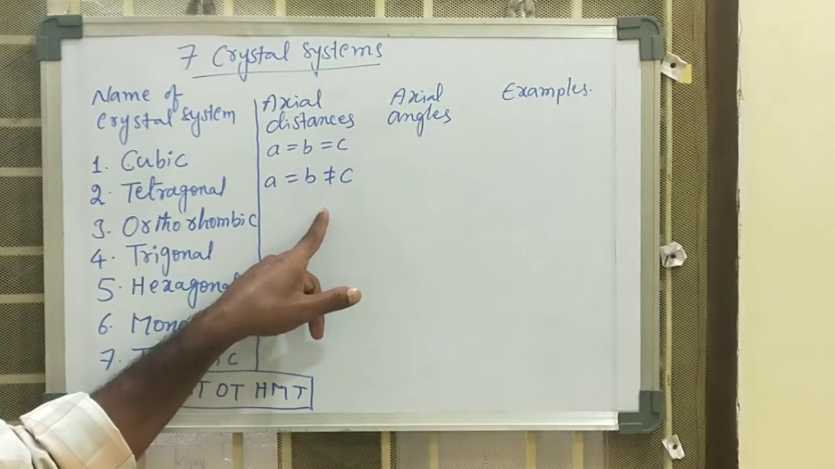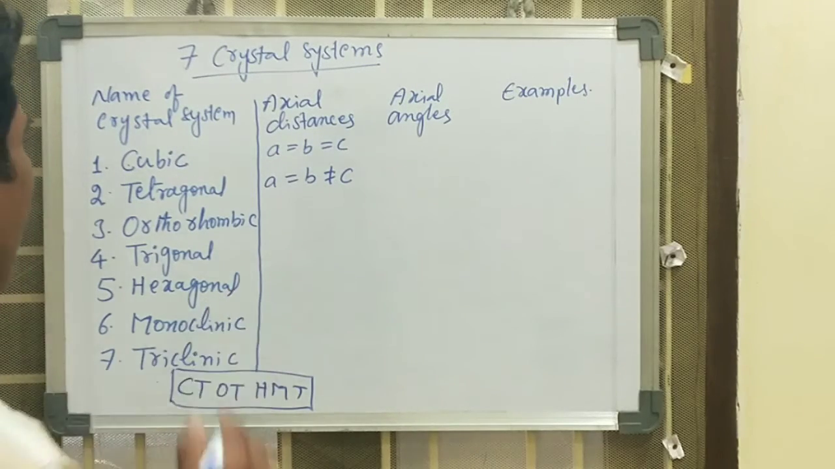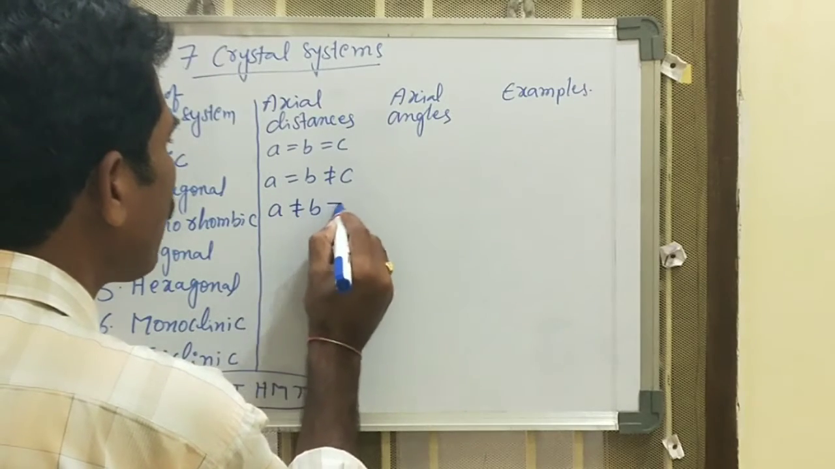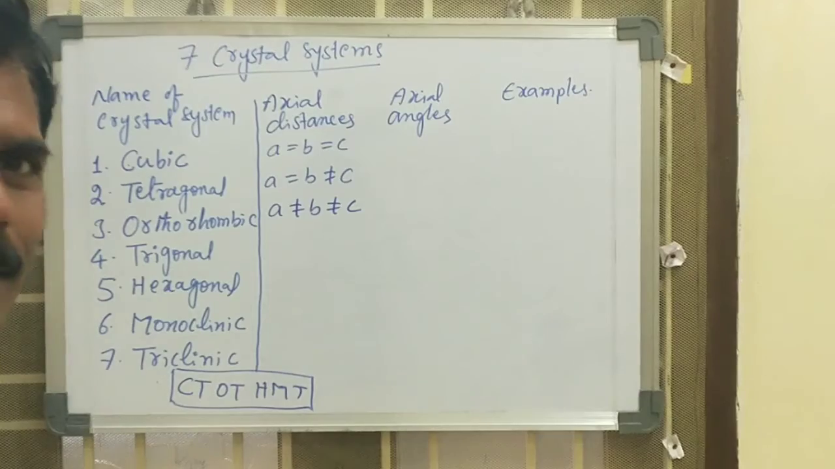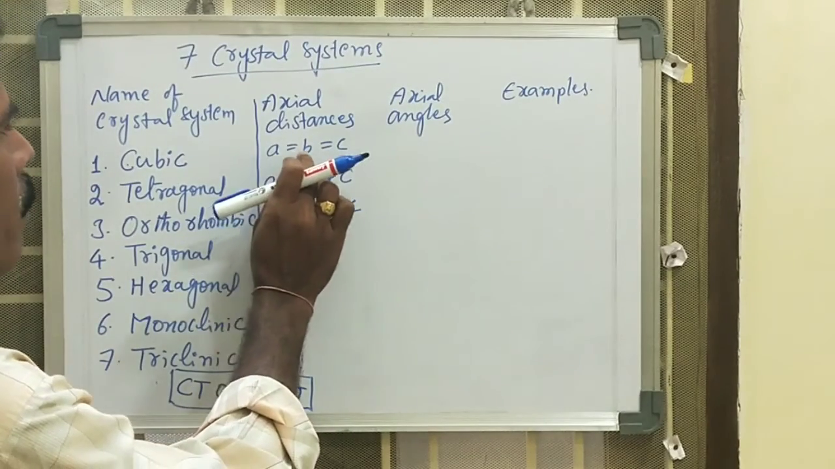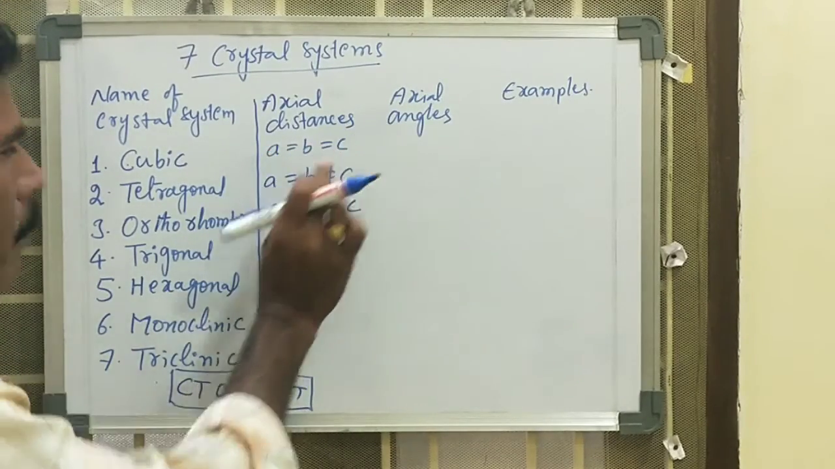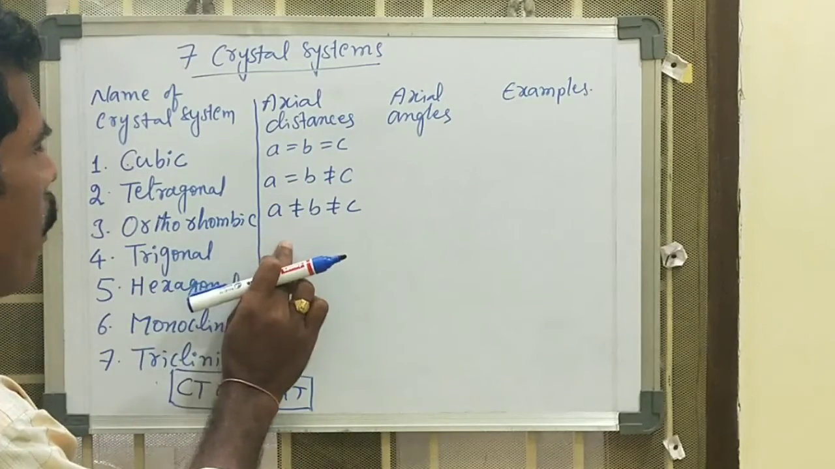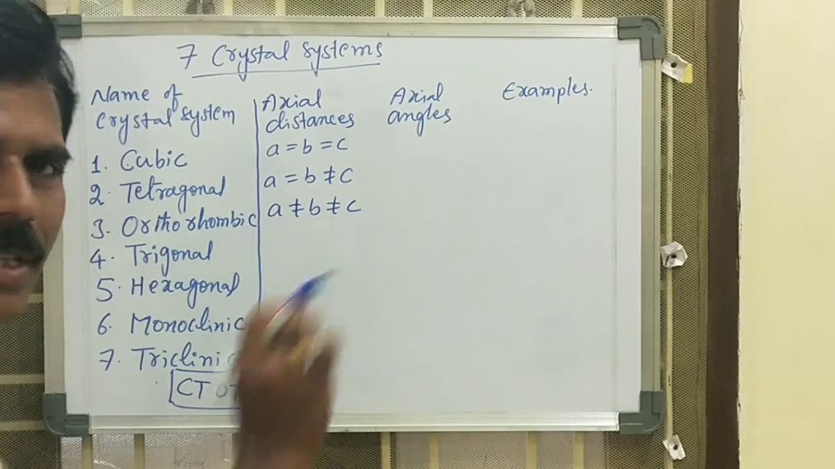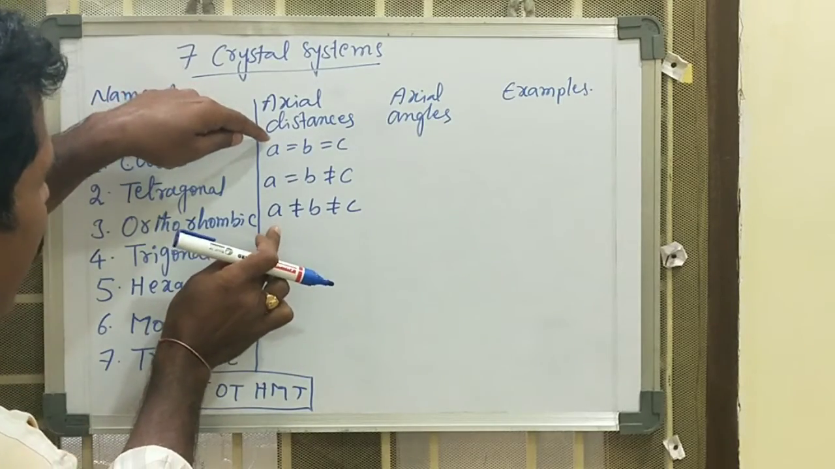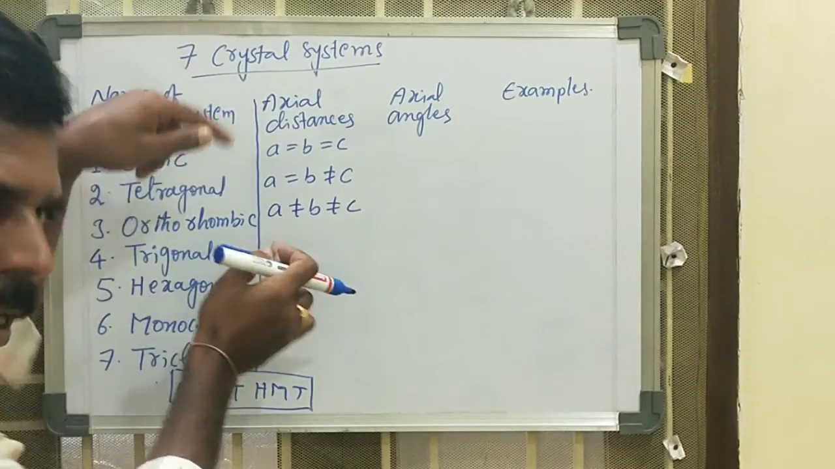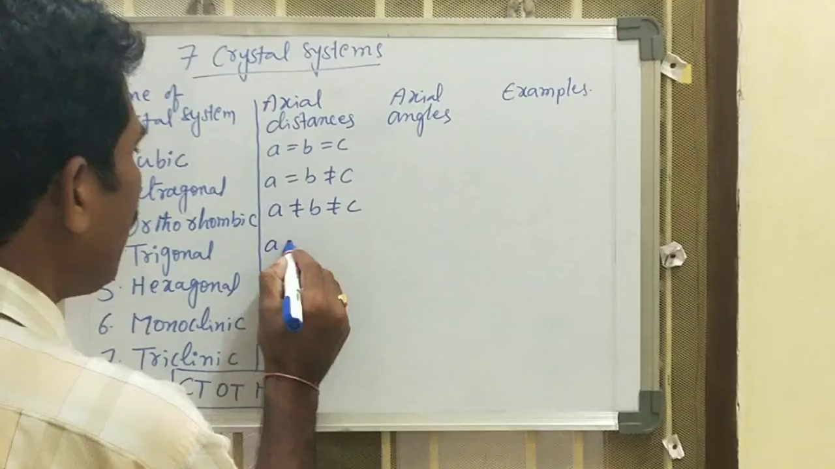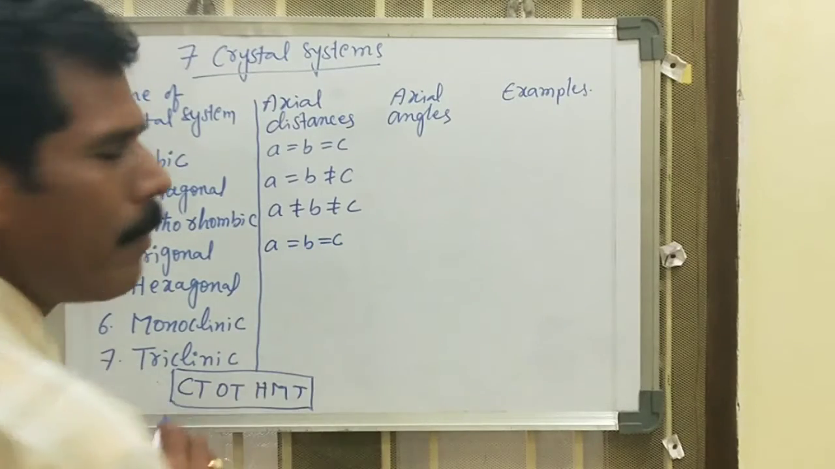This is the variation. Try to find out the clear variation. Next, for orthorhombic, A is not equal to B is not equal to C. Right? So for the first one, A equal to B equal to C. These three are same. And A equal to B is not equal to C. Next, for orthorhombic, A is not equal to B is not equal to C. Right? So again, the three axial distances will be repeated. Now for trigonal, A equal to B equal to C.